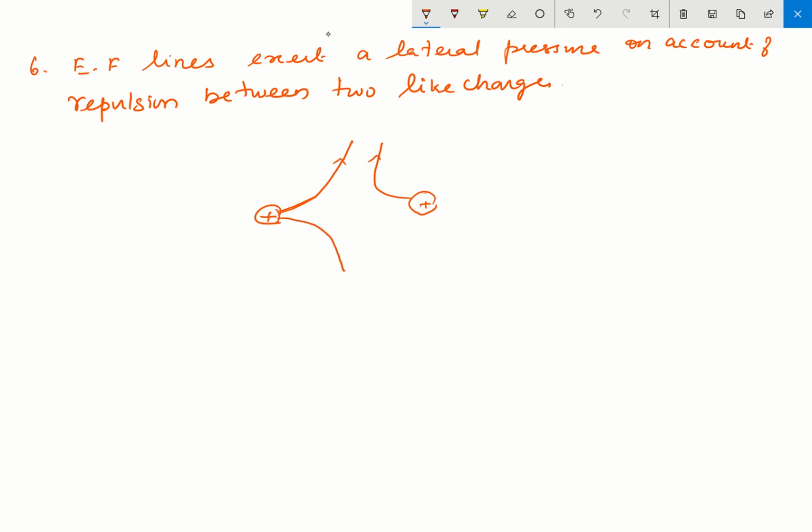And here also like this, right? The lines actually show as if there is some lateral pressure. That is why they are diverging here. You see the lines here, they are diverging, which means they are repelled, and it seems as if they are experiencing some lateral pressure. So the electric field lines exert a lateral pressure on account of repulsion between two like charges. Right. Then next one. What is next?